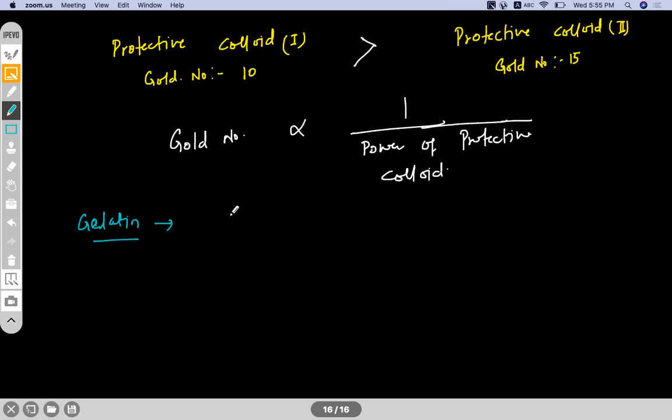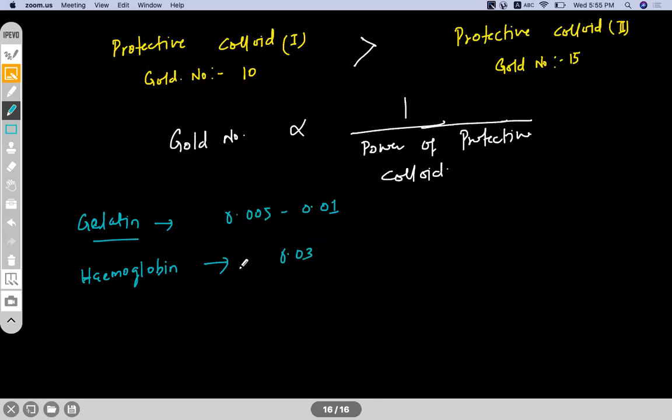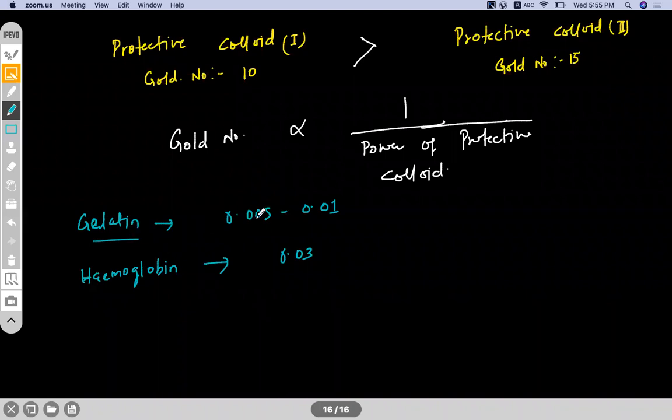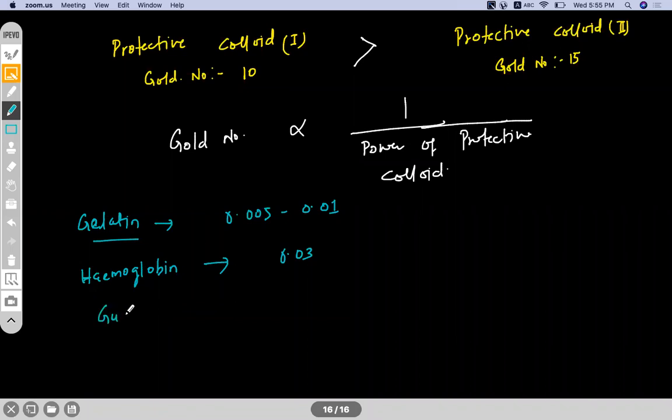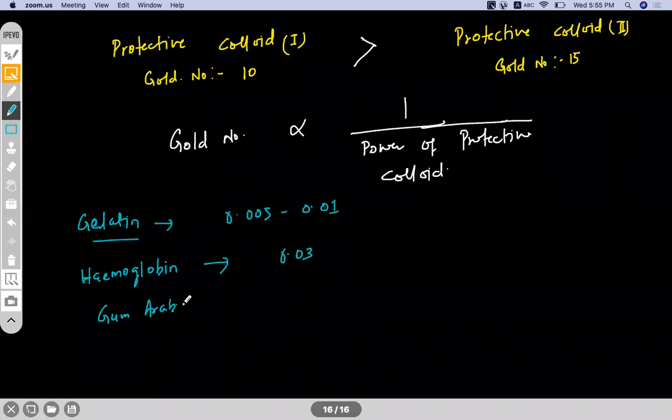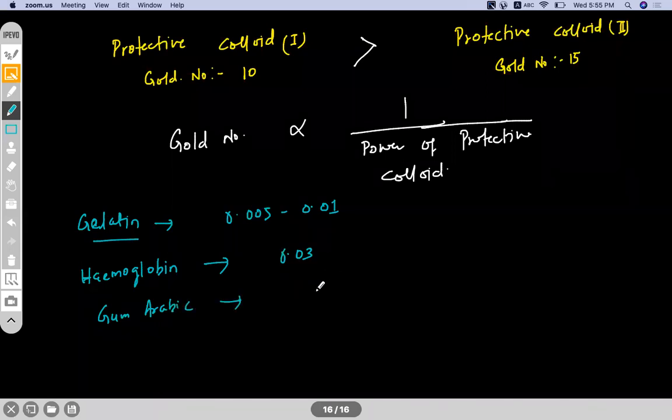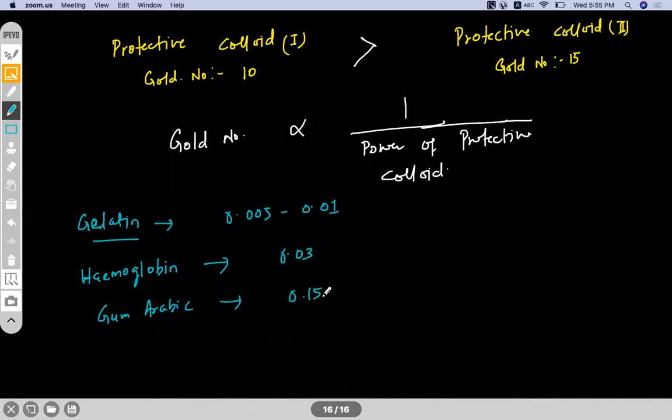Gelatin, the gold number is 0.005 to 0.01. If you talk about hemoglobin, the gold number for hemoglobin is 0.03. So which one is better of these two? Gelatin, right? Gold number is least over here. Gum arabic, 0.15, not important at all.